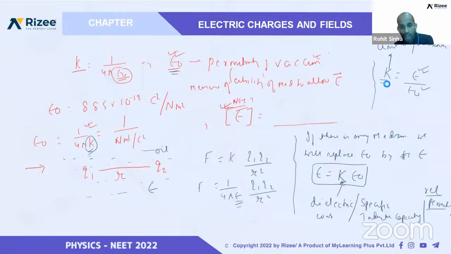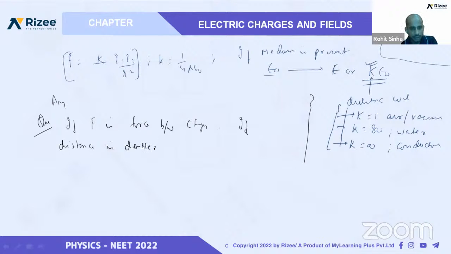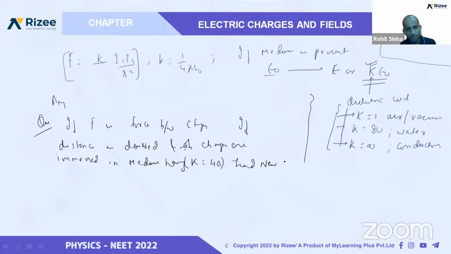So till now, what we have learned, let me take one example, a simple question first. Let us suppose F is the force between charges. If the distance is doubled, and the charges are immersed in a medium having K is equal to 40, find the new force.